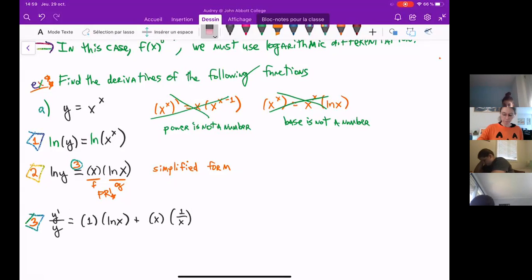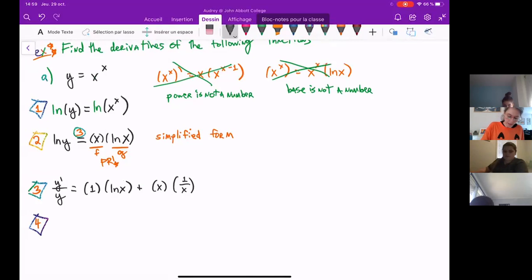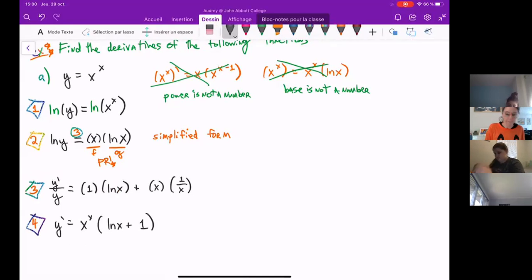And then my fourth step is y prime is equal to, I multiply y over, but what do I write instead of y here? The function, so x to the x, times ln x plus, well, it turns out that that's 1. And this is my final answer.